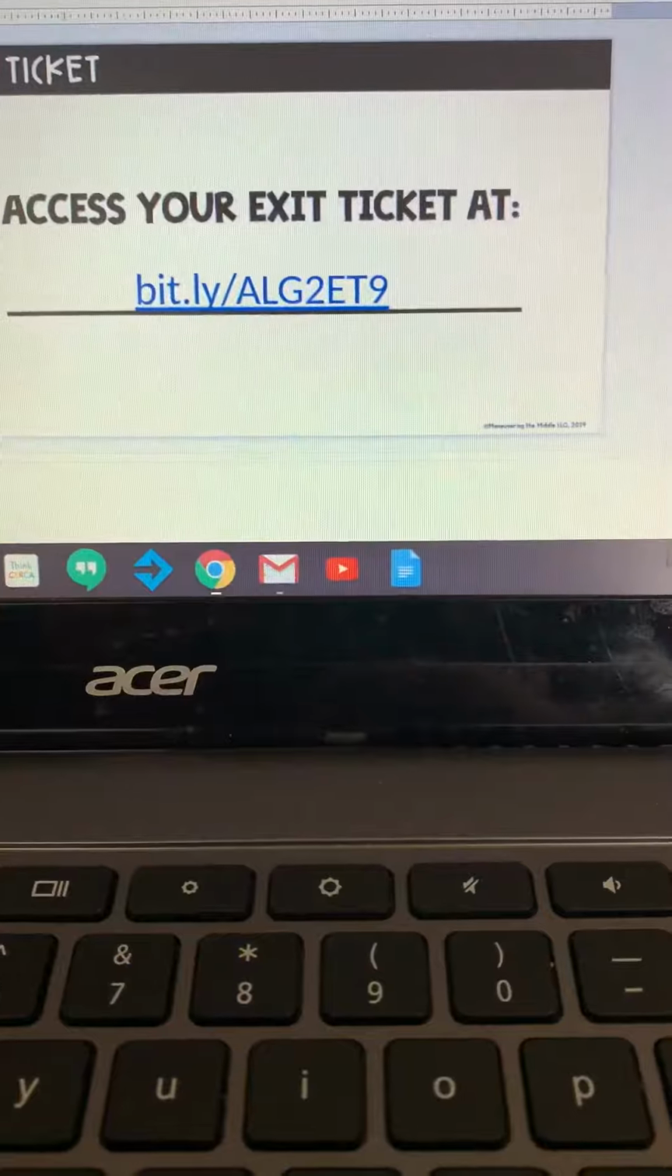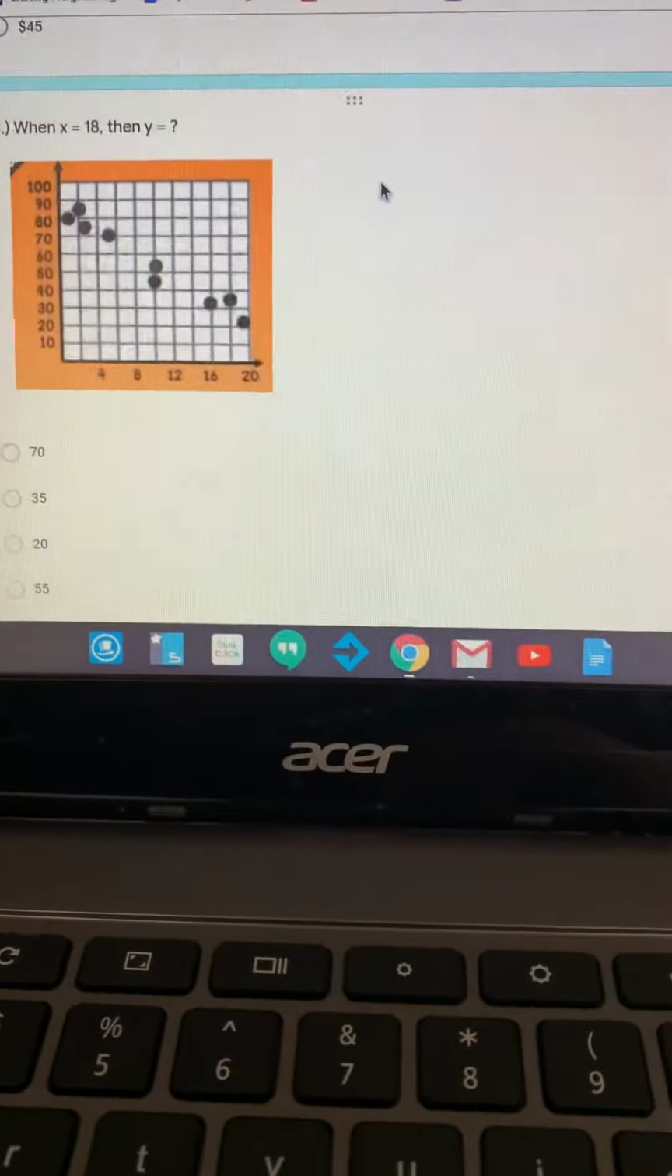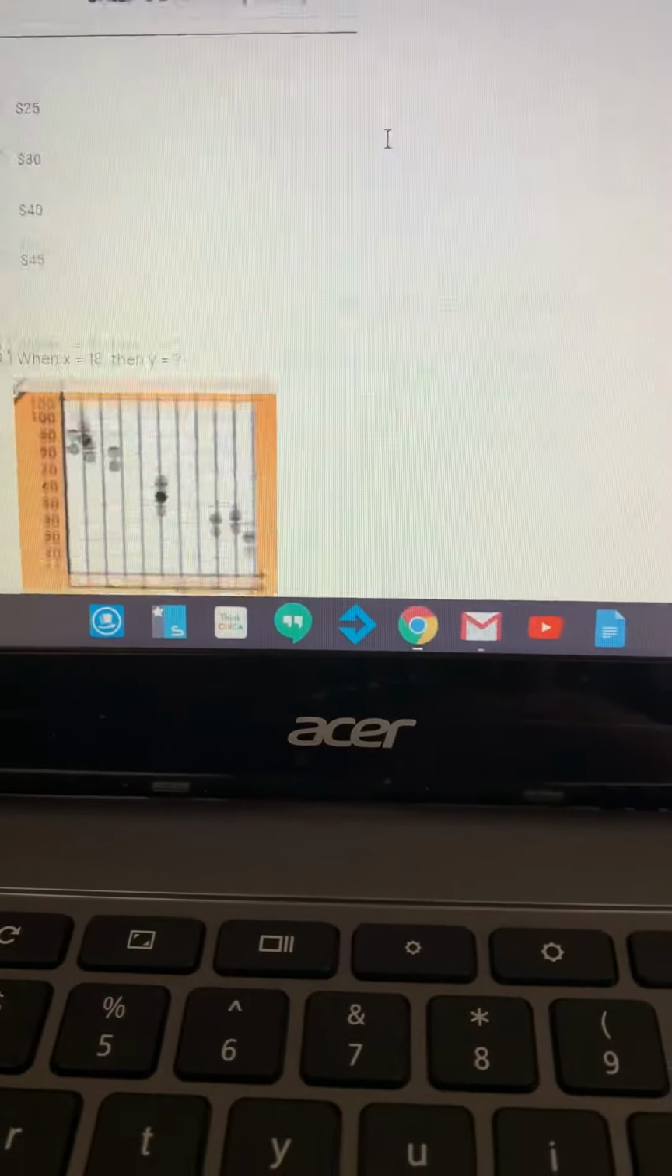And then the exit ticket over this one, I think is pretty straightforward. There's a question just like the one with the trees. Again, plugging these in. These are not tricky at all.